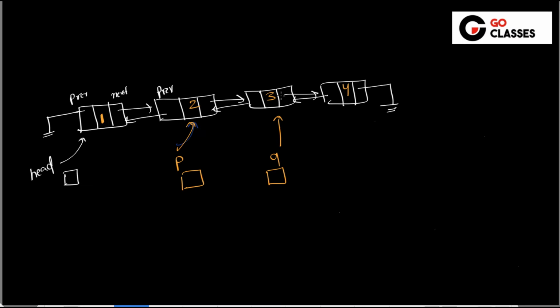Now suppose I want to access this 3. What are the ways in which I can access this 3? Tell me. I can say q of value, or q of data, whatever the field name is. So I can say q of value, which is as good as saying 3. And what else? Can you access it using p? I think yes. How? You can say p of next. So what is p of next? Inside this node is the p of val, this is the p of next.